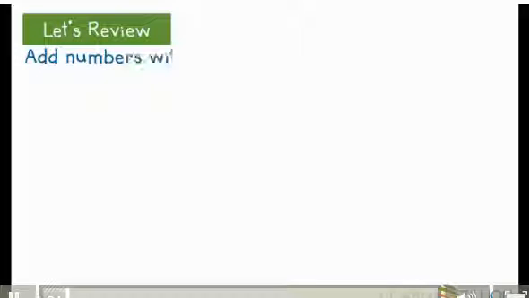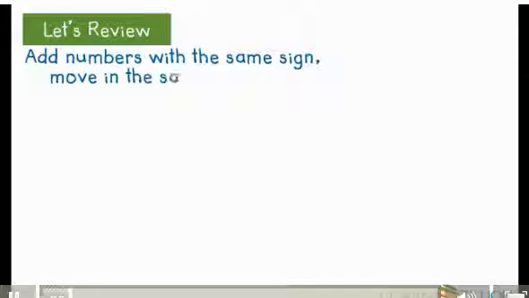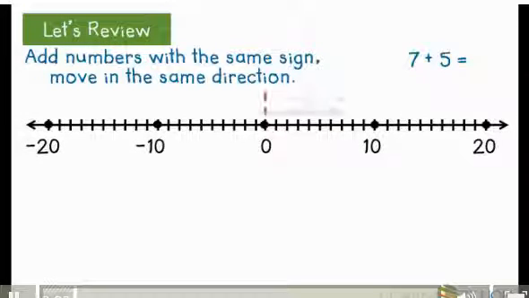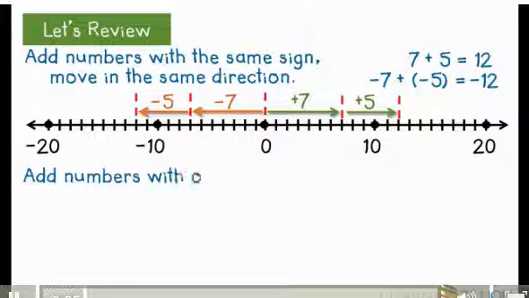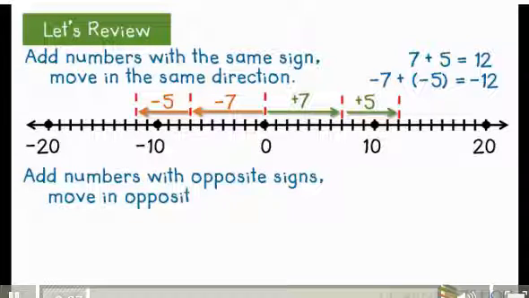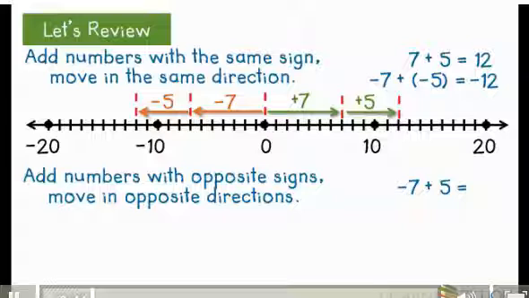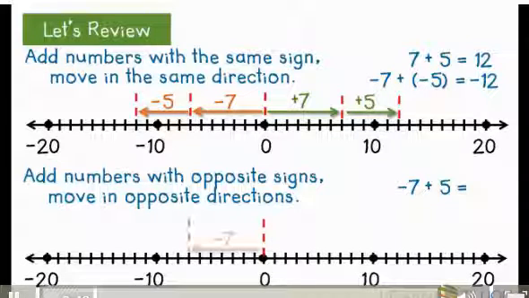Let's review. When we add numbers with the same sign, we move in the same direction on a number line. When we add positive numbers, we move to the right, and when we add negative numbers, we move to the left. When we add numbers with opposite signs, we move in opposite directions. In the problem negative 7 plus 5, we move 7 units to the left, 5 units to the right, and the answer is negative 2.